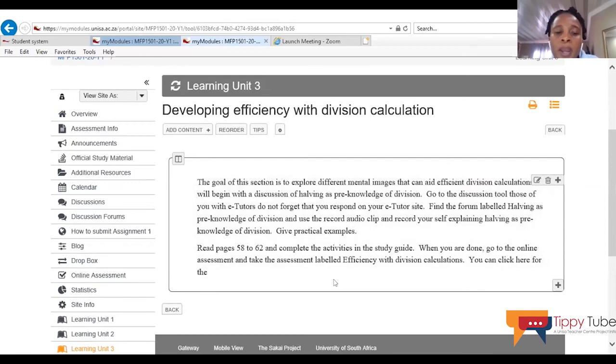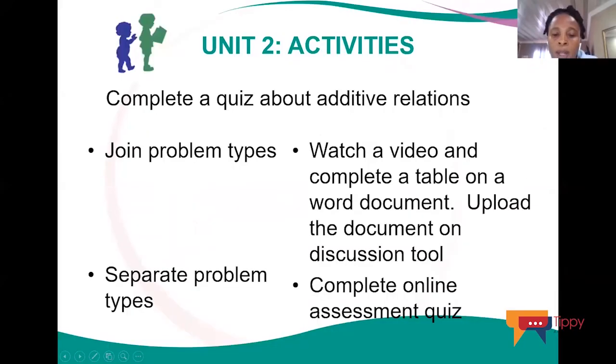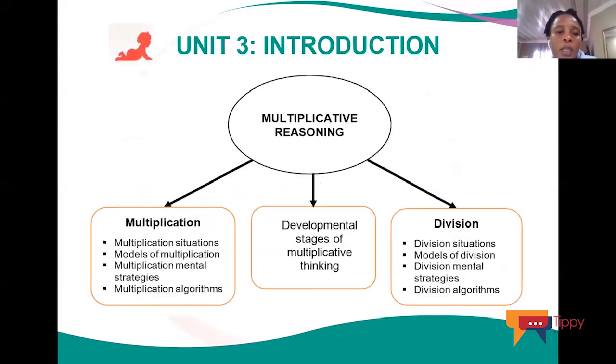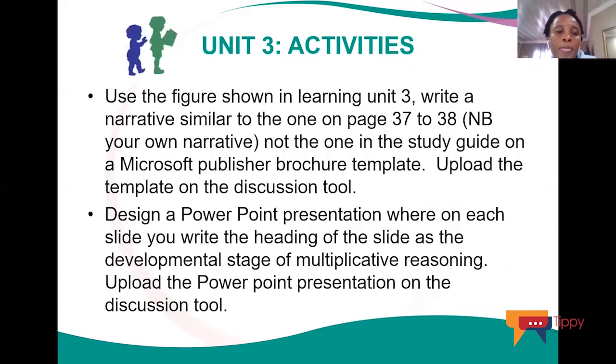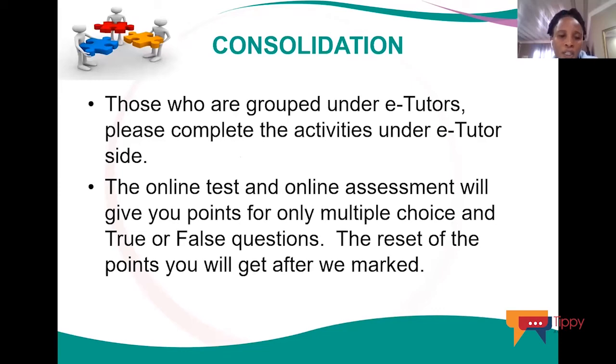So I'm switching back to the presentation wherein I can wrap up our work. So Mandla, you will tell me if I'm good. Yes, I can see the presentation is up. Since I left the presentation on Learning Unit 2, I'm just going to go through quickly because we did this on the My UNISA site. Now it means we are on consolidation.